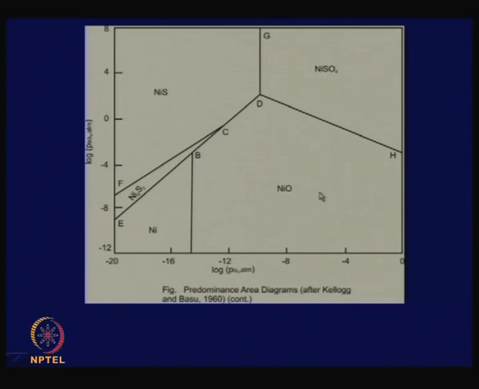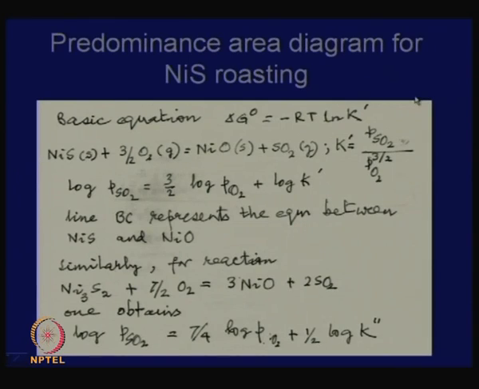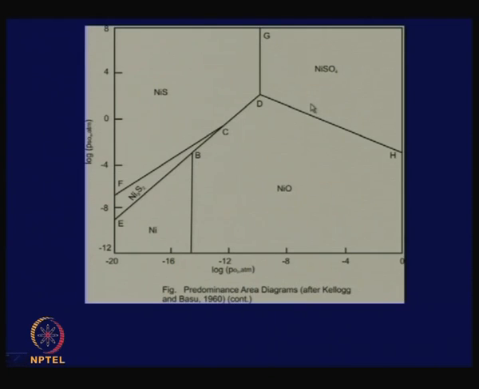There are limits, but if you have the partial pressure of oxygen at this, and if you exceed the value of PSO2 beyond this, then you will end up with NiSO4. So, how do we draw such diagrams? I will give you a simple example, that suppose you want to study the NiS, this diagram of roasting of NiS.